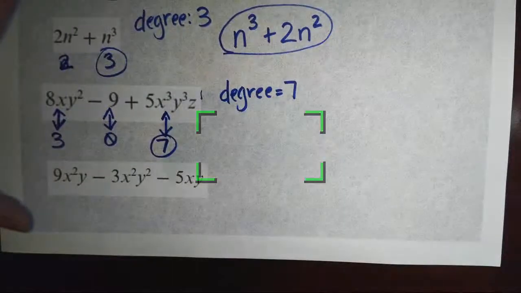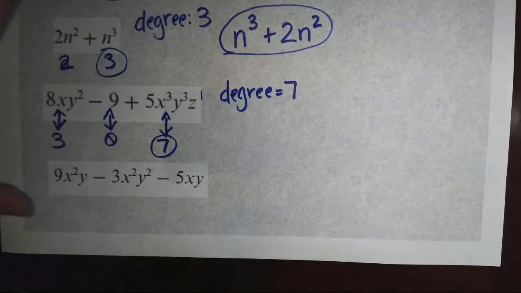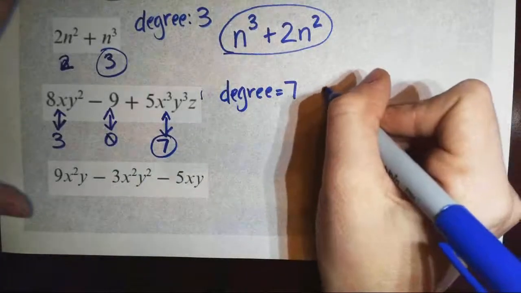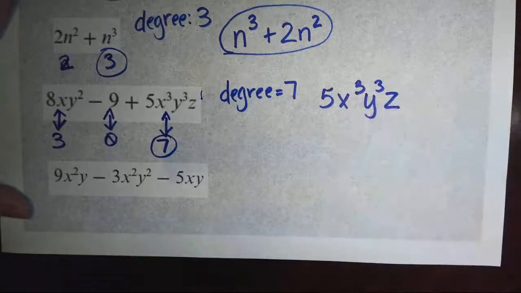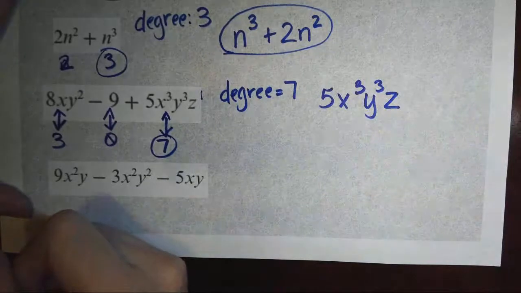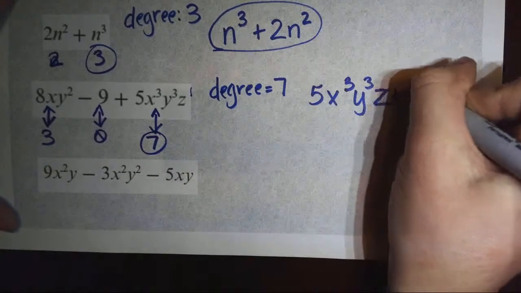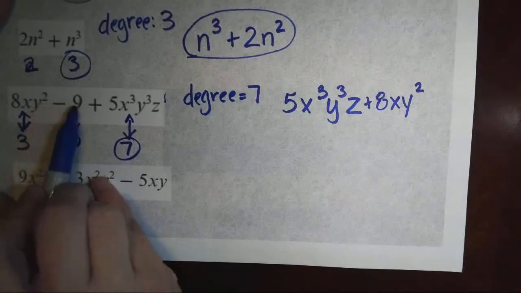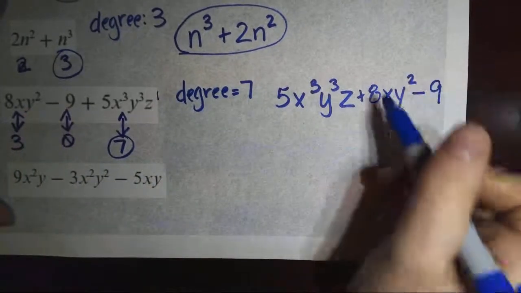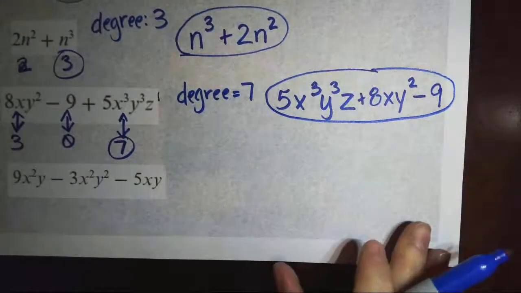And if we want to write this polynomial in standard form, we write it so that we have the term with the greatest degree first, and then we'll work our way down to the smallest. So the term with the greatest degree is 5x cubed y cubed z. After that, we use the next largest, which is this first term, positive 8xy squared. And then after that, we have a negative 9. And this is our polynomial in standard form, highest degree to lowest degree.